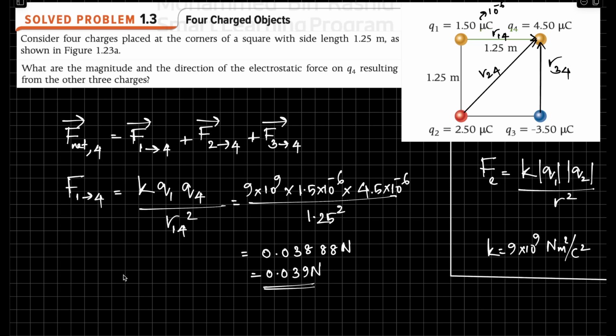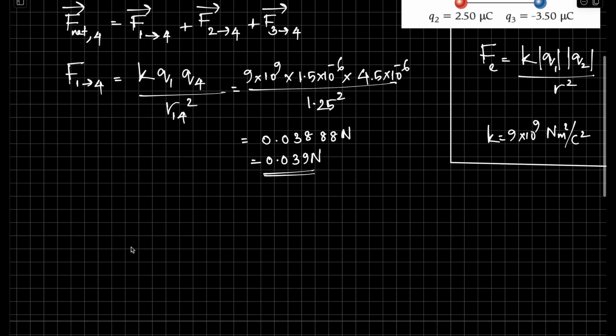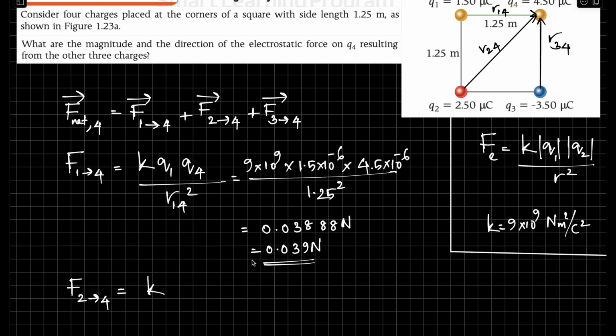Let's find F2 to 4 now, the magnitude of F2 to 4. How do you write the equation? Now we have two charges. Focus right here, 2 and 4. Q2 is 2.5 and Q4 is 4.5. So let's write the equation: Q2 Q4 over, what is the distance between them? R24, right? R24 squared.